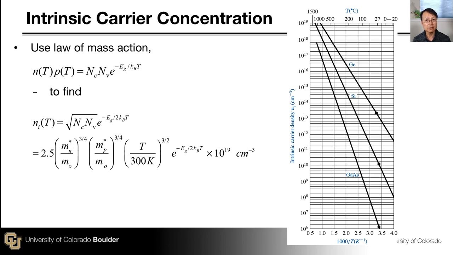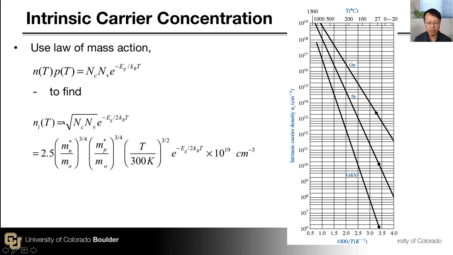Now this makes sense because if you have a larger band gap, then you need that much more energy in order to overcome the band gap and promote an electron to the conduction band from the valence band. It also shows that it depends on the effective masses, the effective mass of the electron and the effective mass of the hole. Where do they come from?